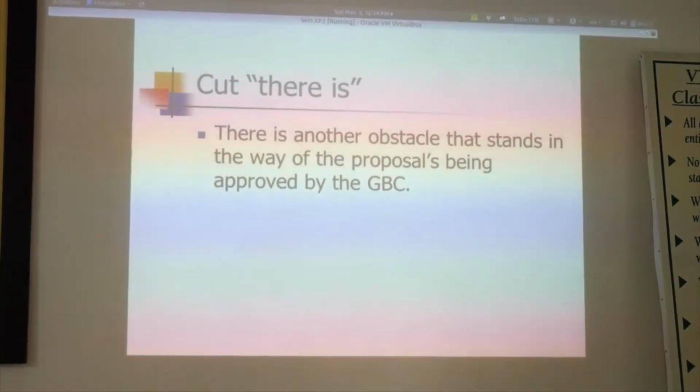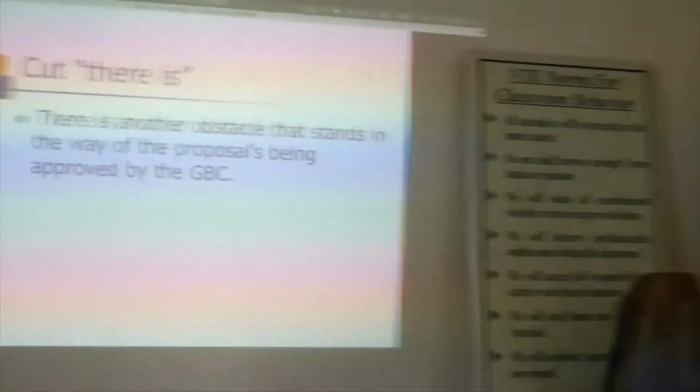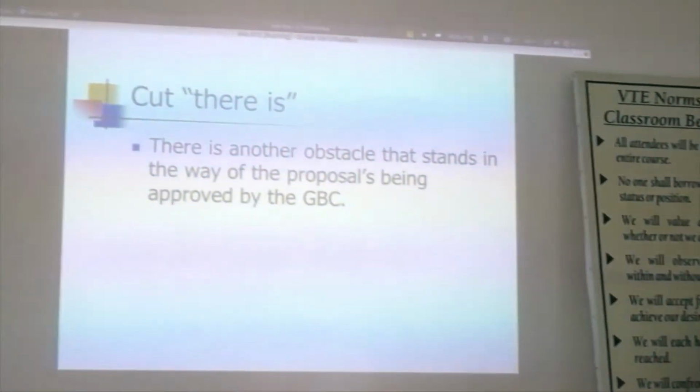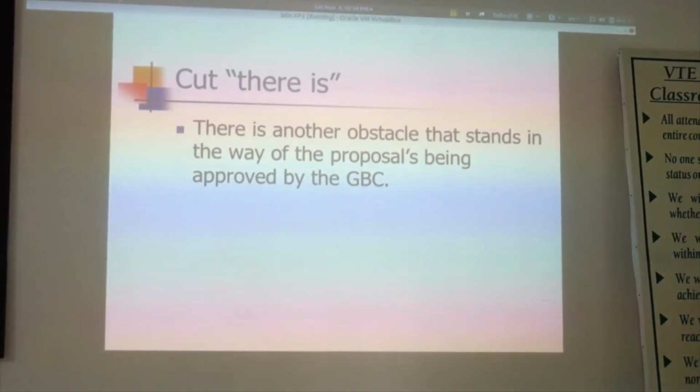Okay. Another obstacle prevents the GBC's approval of the proposal. Pretty good.